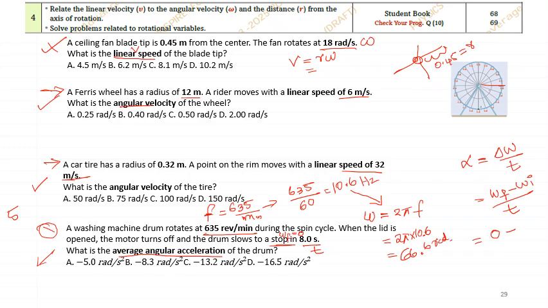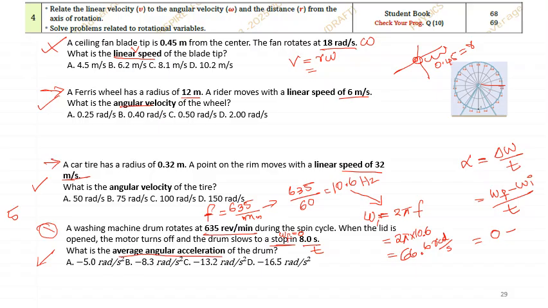So omega initial is 66.6 rad per second. Again, understand it clearly. They have given it in revolutions per minute and they converted it into revolutions per second, that is frequency. From there we calculated omega initial. And omega final we took as 0. Why? Because it comes to a stop.